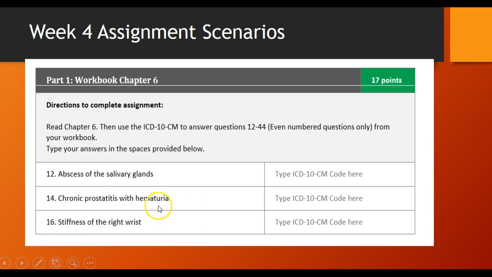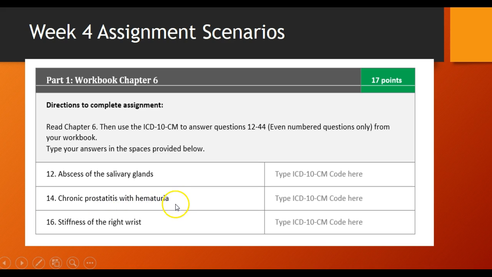14. Chronic prostatitis with hematuria. So first thing we have to deal with is the prostatitis, because it's inflammation of the prostate gland. The type is chronic. It could be chronic or acute or something else, but we're going to deal with prostatitis. That's the first thing you should have gone to, and then underneath you should see the different types. You want to go down to chronic.